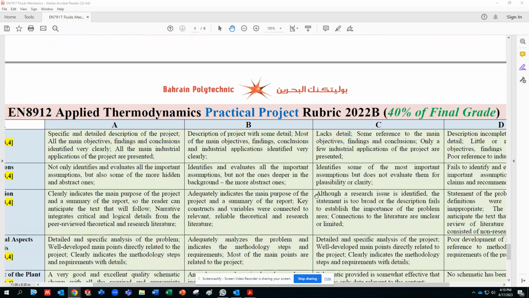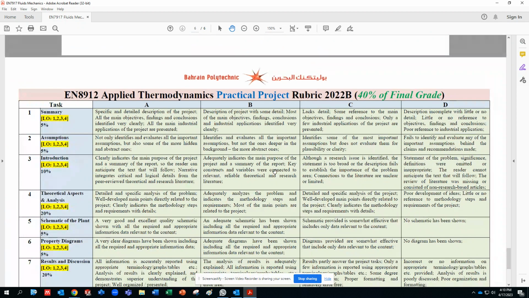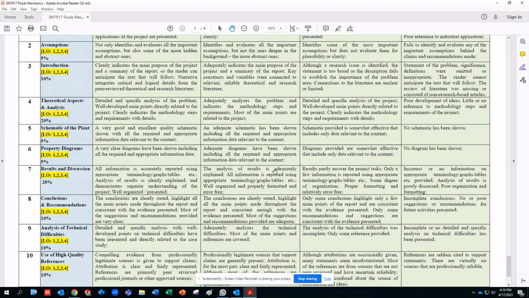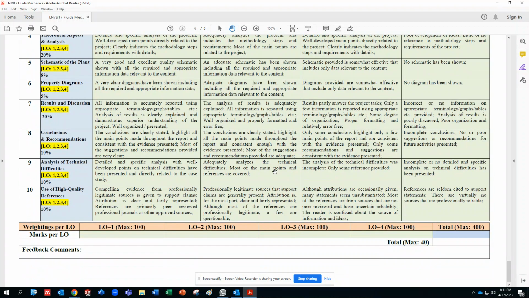And here is the rubric for grading this report.